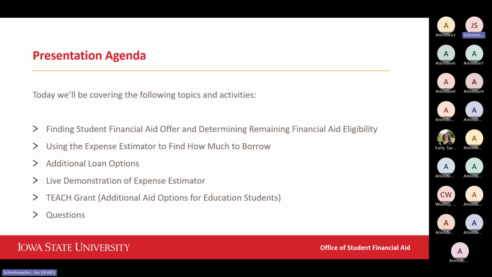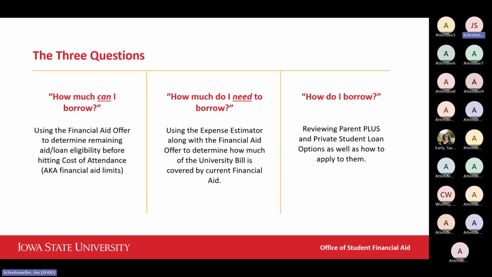All right. So getting started, the way I like to think about it is there's three questions. How much can I borrow? That's what we'll use the financial aid offer to determine: how much you can borrow before hitting what's known as the cost of attendance, aka your financial aid limit. How much do I need to borrow? That's when we'll use the expense estimator along with your financial aid offer to determine how much of the university bill is going to be covered by your current financial aid. And then finally, how do I borrow? Reviewing the Parent Plus and private student loan options, as well as how to apply for them.